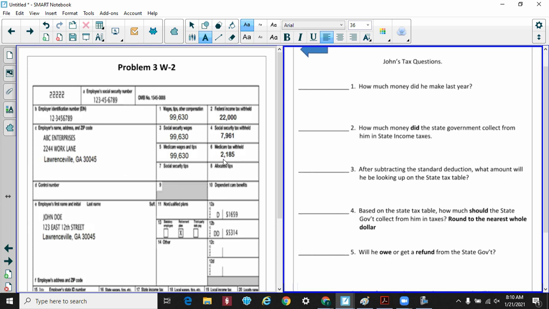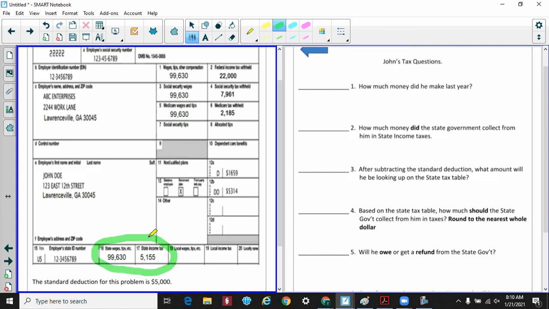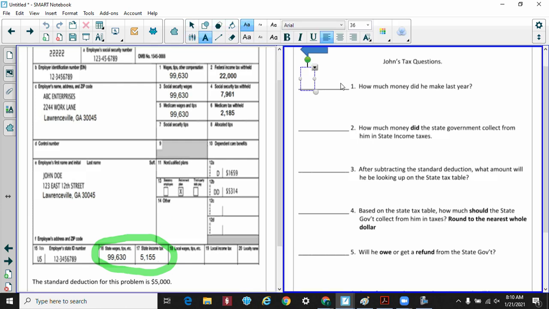What we have is John Doe. Another W-2. Remember, all the information here will be given, line 16 and 17. That's really all you need. How much money did he make last year? Well, he made 99,630. How much did the state government collect from him? 5,155. After subtracting, again, the infamous 5,000, the number we'll be looking for is 94,630.